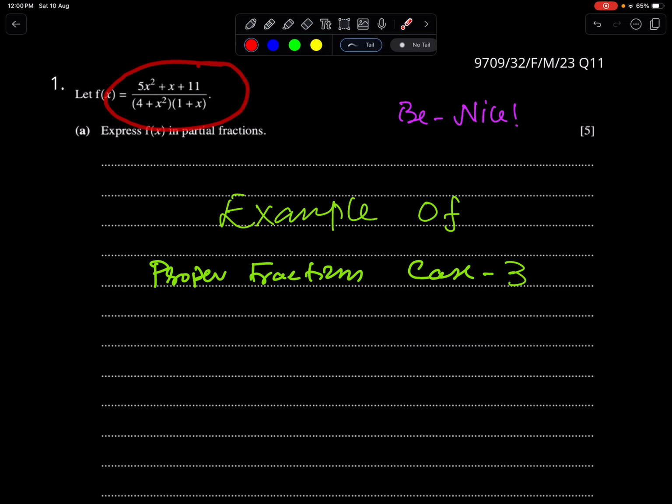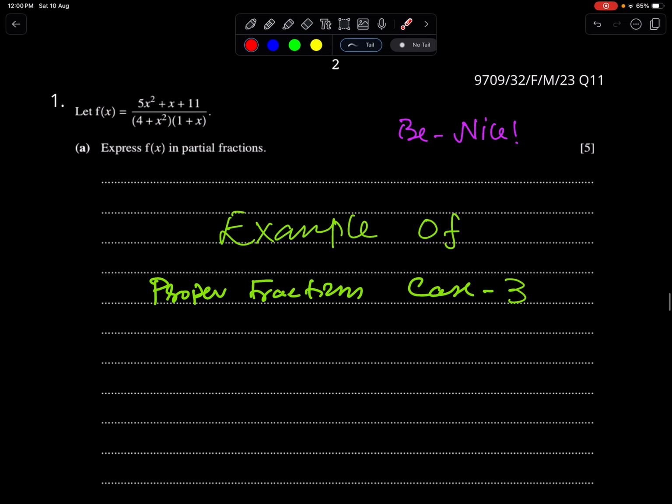This is the example question of proper fractions of case 3. This question is from March 23, paper 32, question 11.